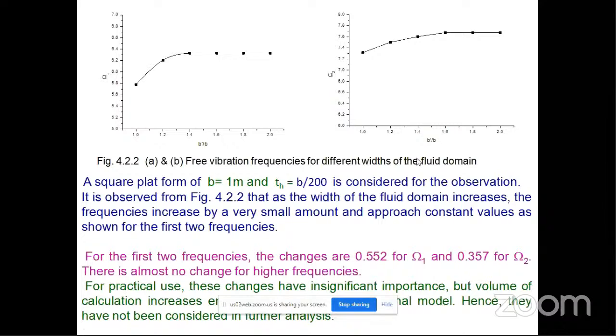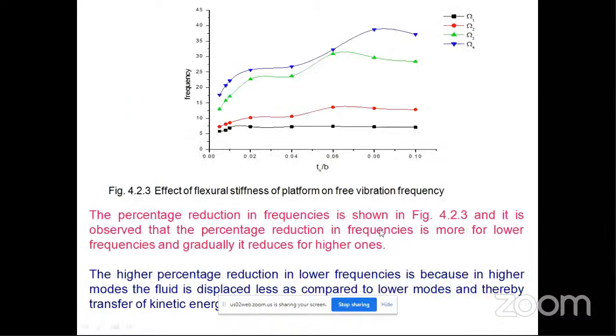So let us go to the frequency. The first 4 frequencies I have considered. Then the effect of flexural stiffness of the platform on free vibration frequency. That is, if the plate is more flexible, then the effect is more. If it is a thick plate, the effect is not that much.